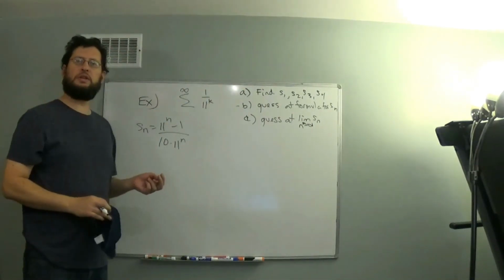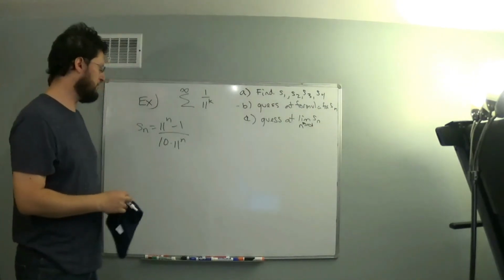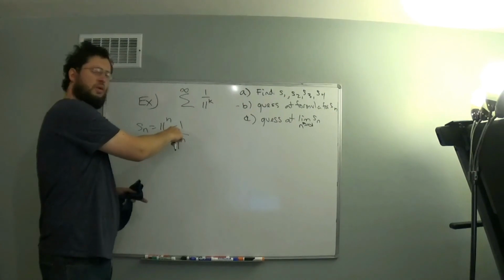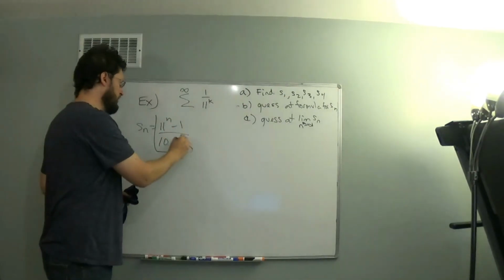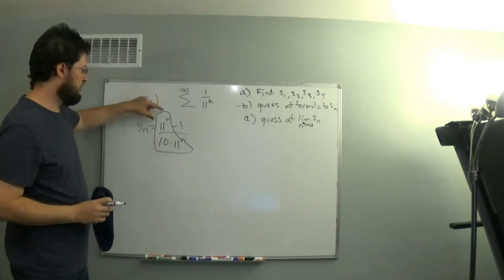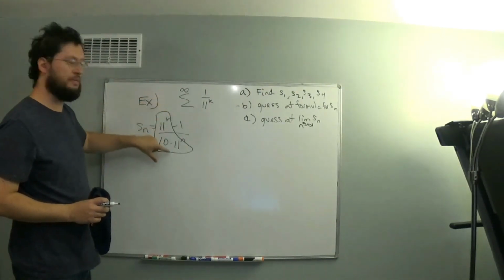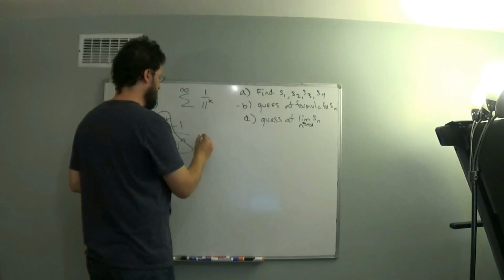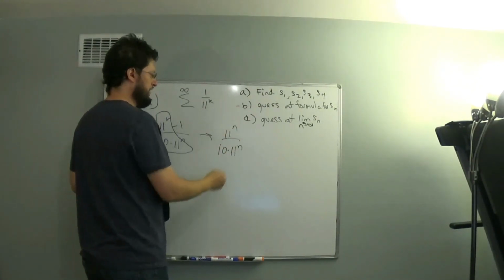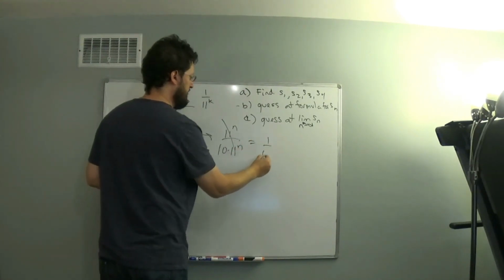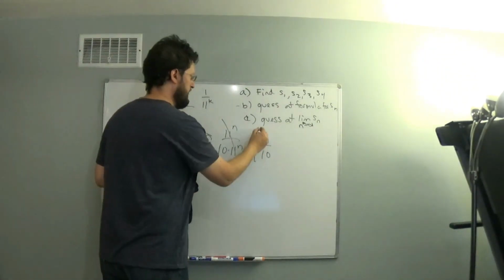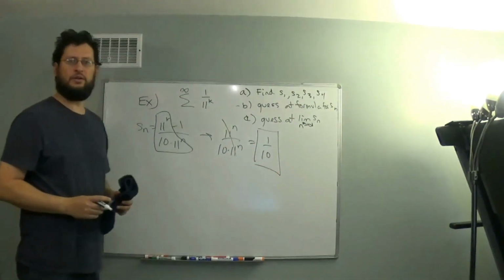Well, remember that we only need the biggest degree terms. That means that this minus 1 I don't care about. As before, I'm only looking at the things which contribute the most, which in the numerator is the 11 to the n, and the denominator is 10 times 11 to the n. So that's 11 to the n over 10 times 11 to the n. The 11 to the n's will cancel, and I end up getting 1/10 as the final sum.